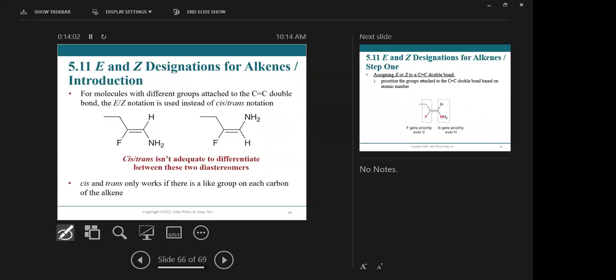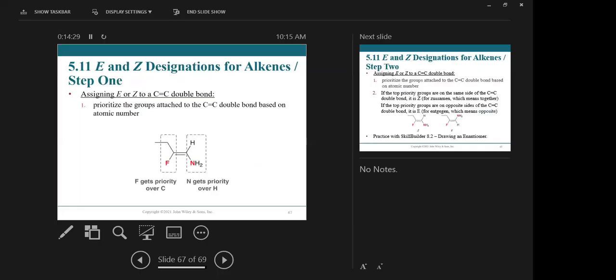For molecules with different groups attached to the carbon-carbon double bond, the E/Z notation is used instead of cis-trans. Cis-trans isn't adequate to differentiate between these two diastereomers. Cis and trans only work if there is a like group on each carbon. Here we see there are different groups, so we're going to have to use a different designator, called the E and the Z.